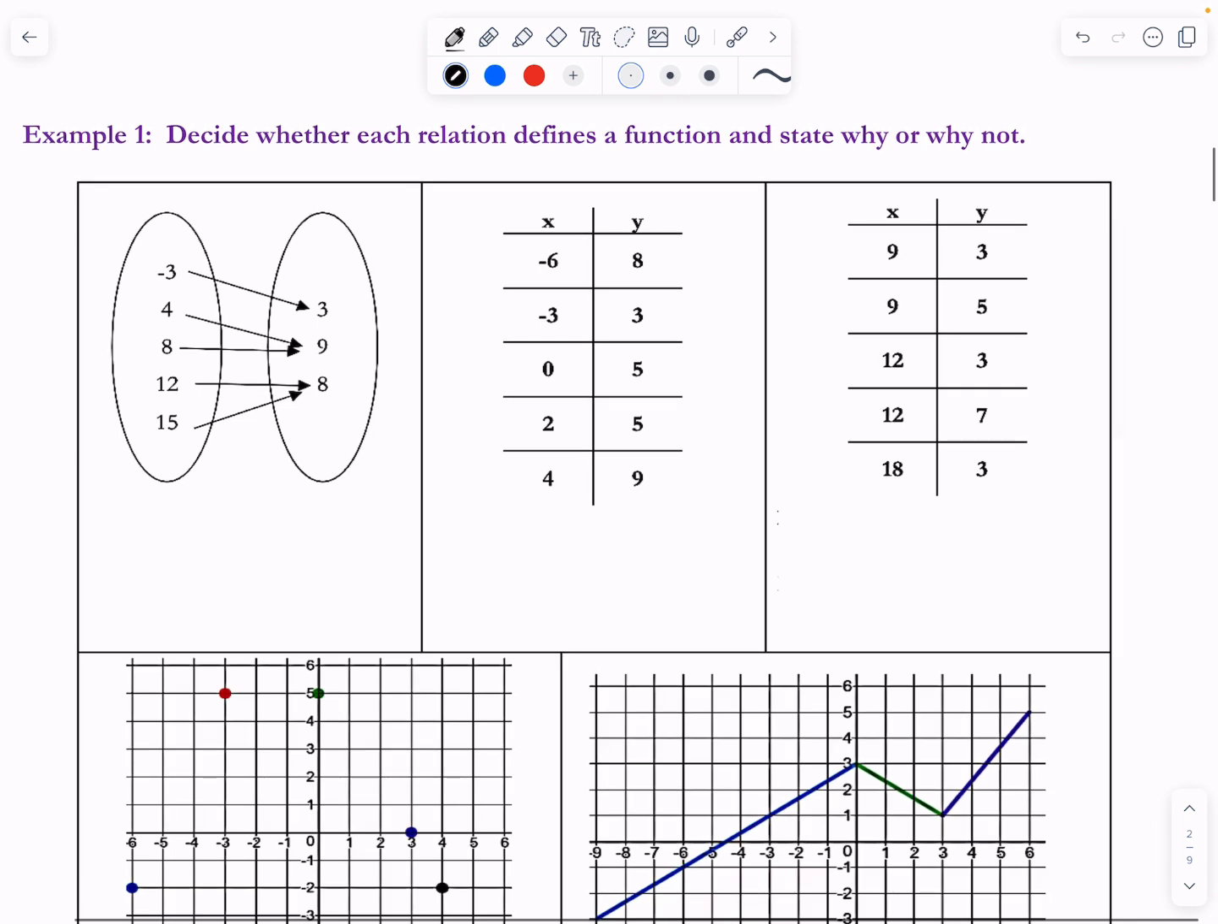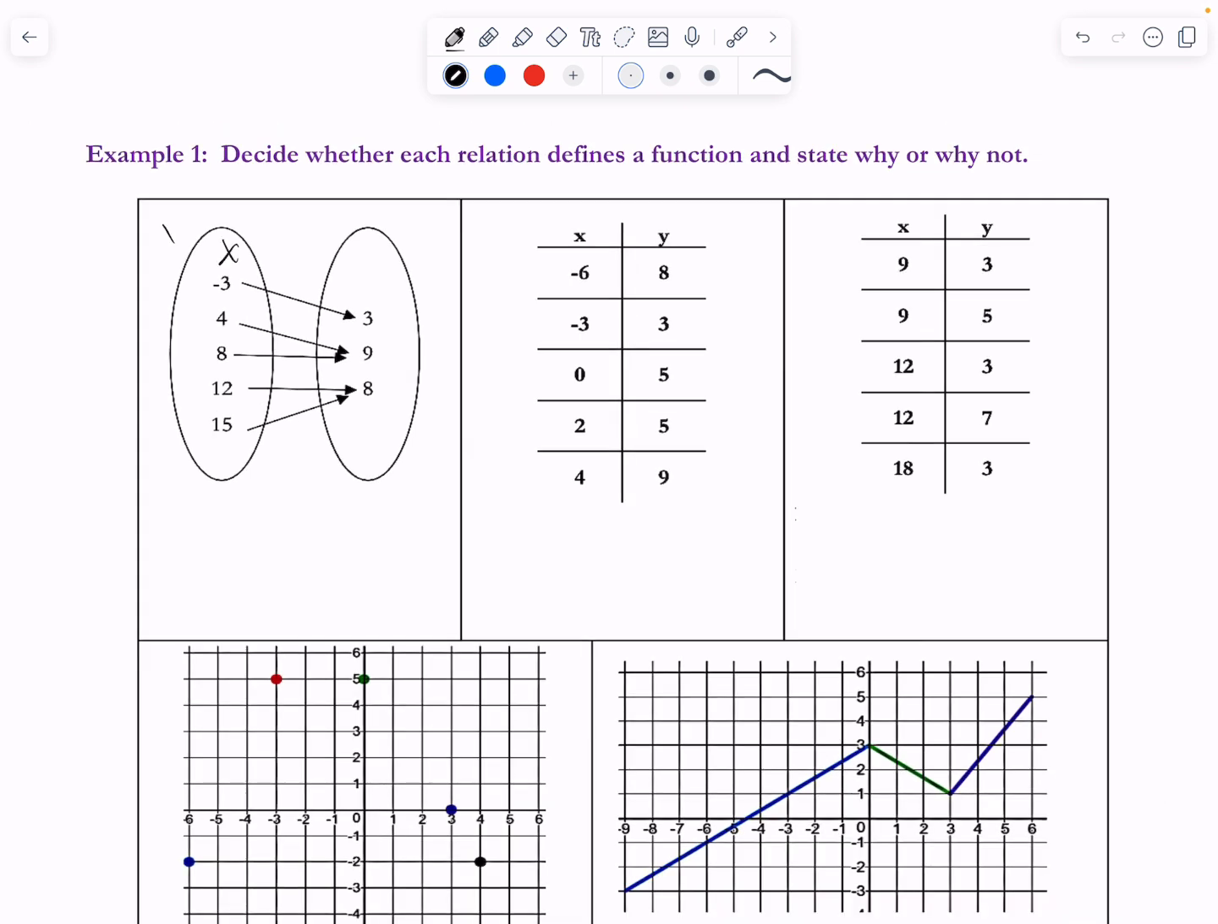So looking here, we'll look at these x values and these y values. I notice that my x values are all going to one particular y value. Yes, I do have repeats. You can see 9 and 8 occur twice with the different inputs 4 and 8, and then respectively 12 and 15. That's okay though, because as long as my x values don't repeat, we're okay. This is a function.